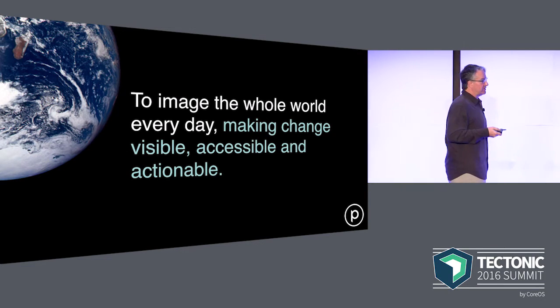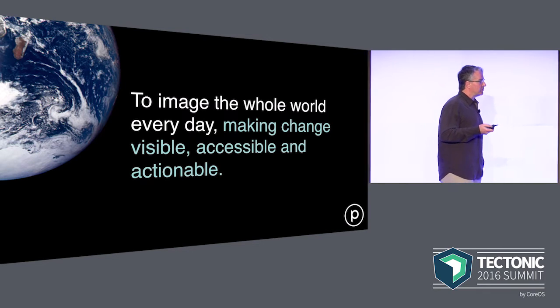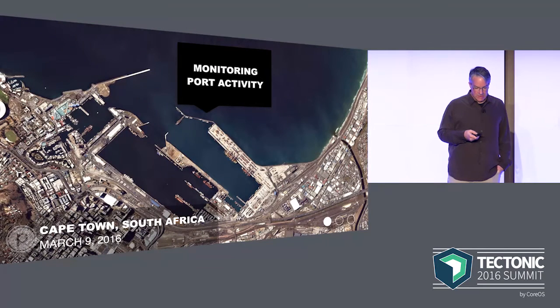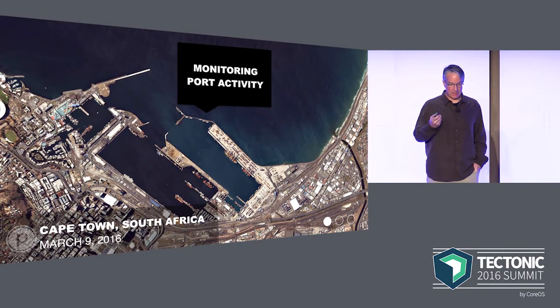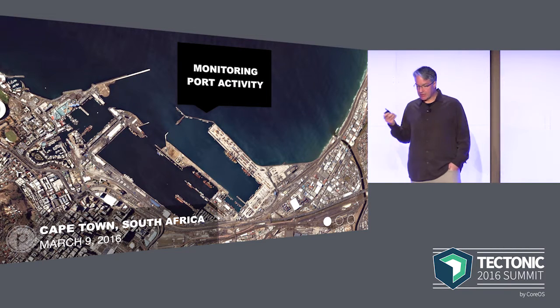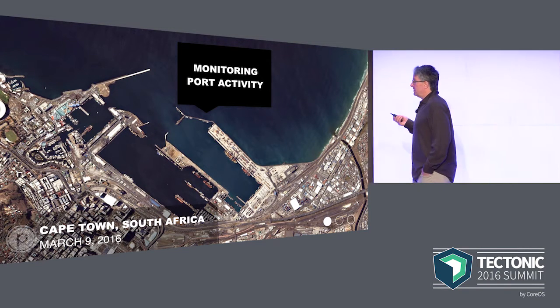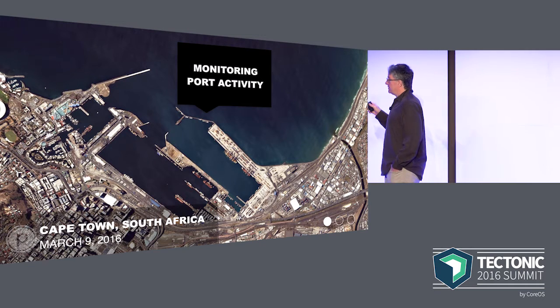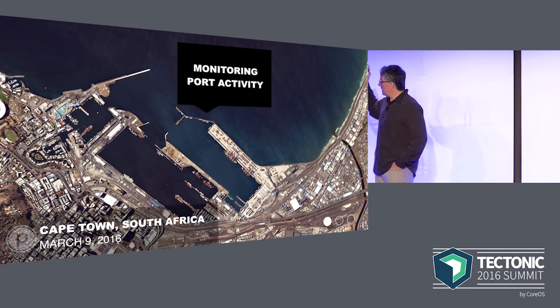But I'll give you a couple of examples of some things that people are doing with our data today. So one of the things we've seen people doing is monitoring ports. And in this case, they're not 5-digit numbers. These are actual scenes from Cape Town.